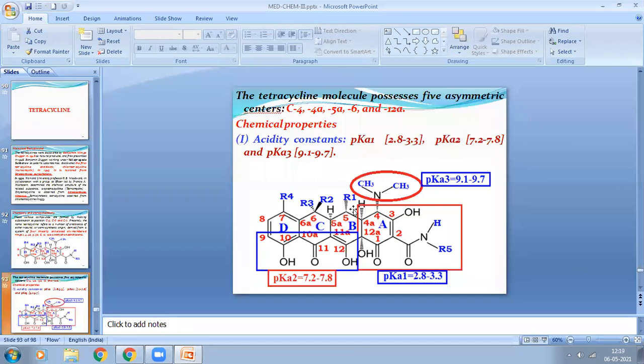So we can tell that the tetracycline consists of the polycyclic naphthacene carboxamide basic nucleus. Now we are discussing the acidity constant. Tetracycline has three acidity constants, that is pK1, pK2, pK3. Why does the tetracycline show these three acidity constants, and which functional groups are responsible for that? I am discussing it here.